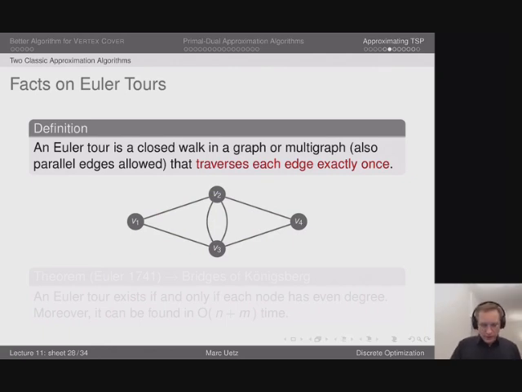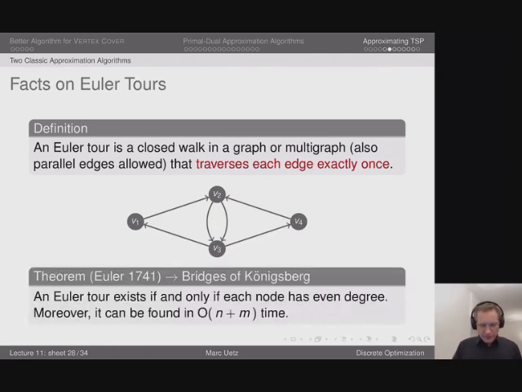It was already Euler, in 1741, the founding father of the whole area of graph theory, who proved that an Euler tour in a multigraph exists if and only if each node has even degree. Moreover, it can be found in linear time. Very simply, I will explain that in a minute.